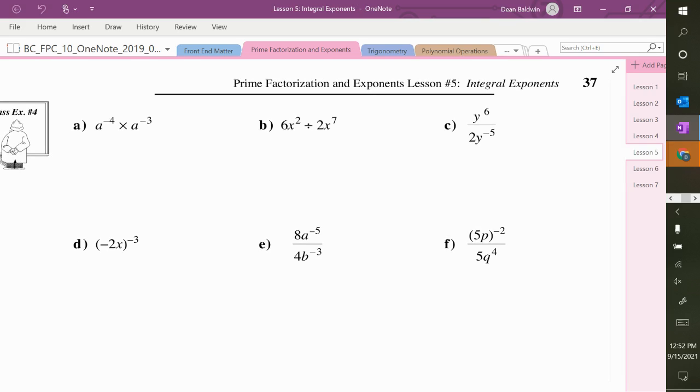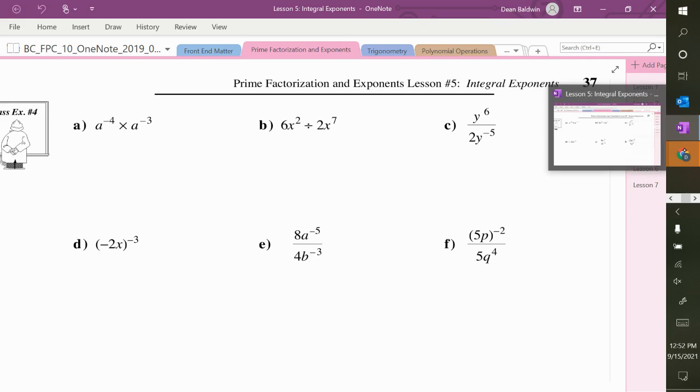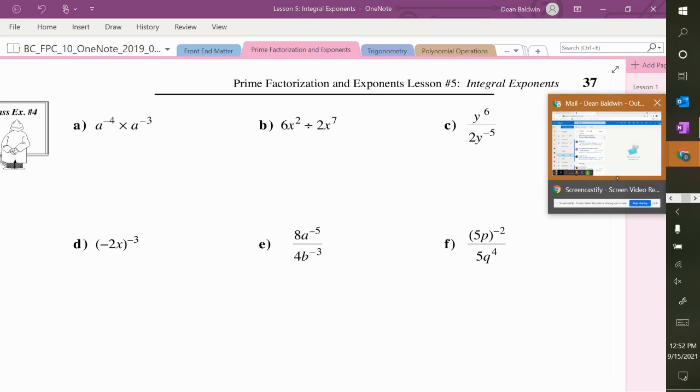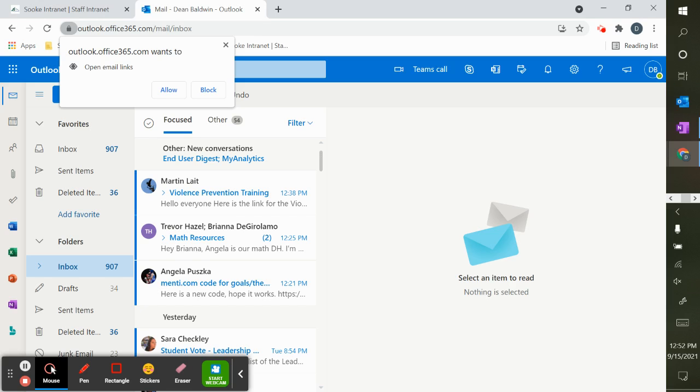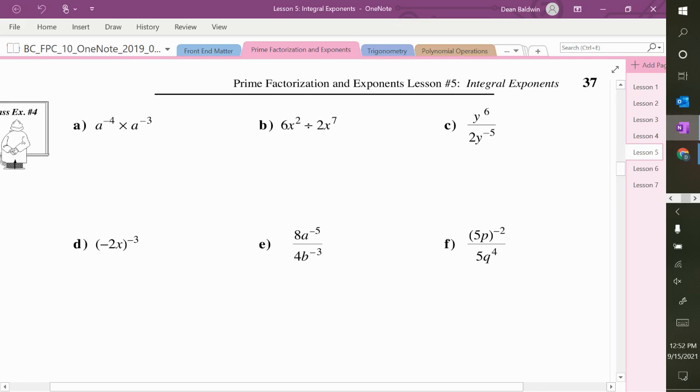All right. First one, a to the negative 4, a to the negative 3. You need a thing, don't you? All right. Sorry. Who needs one? This is from yesterday's lesson, so if you were here yesterday, you should have it. It's not a new lesson. It's the end of yesterday's lesson. So is everybody good?